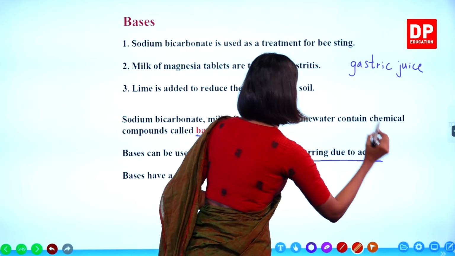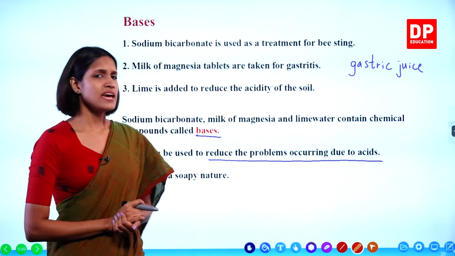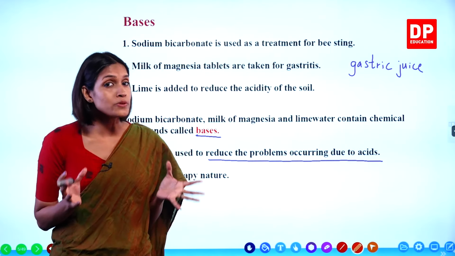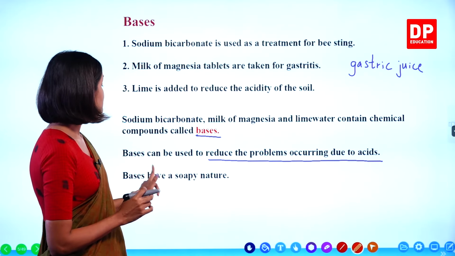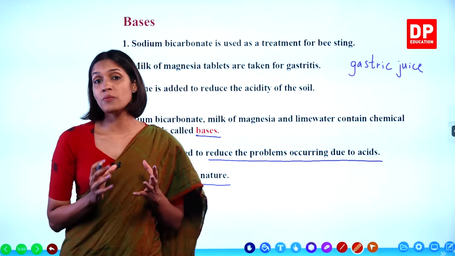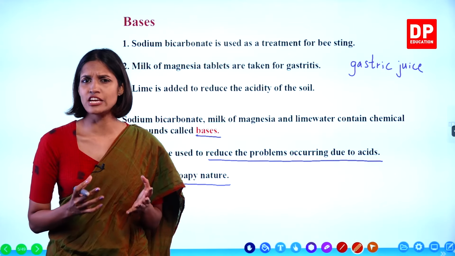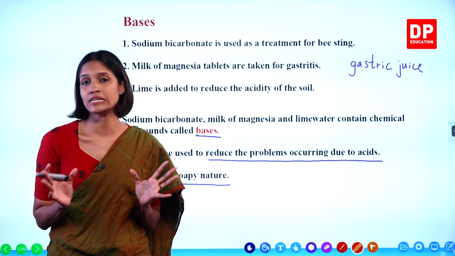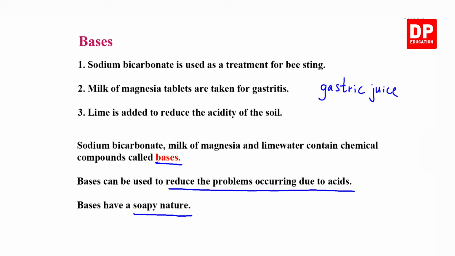Reduce the problems occurring due to acids. And what is the special property of bases? Bases have a soapy nature. Soap-like substances. What is the nature of soap? Soap is slippery. So that unique slippery nature is a special property of soap. So all these bases also have the soapy nature, that slippery nature.